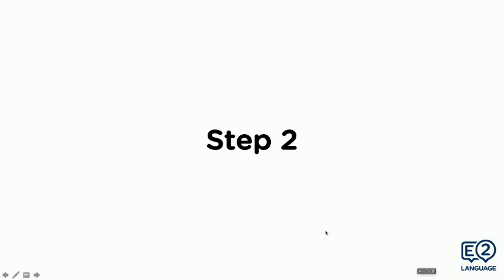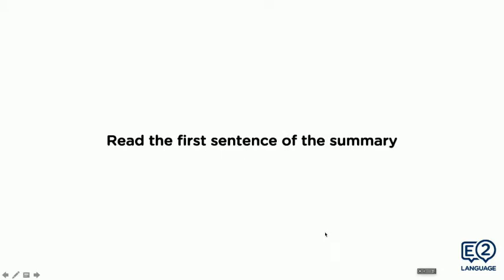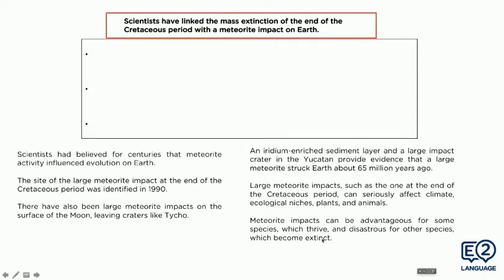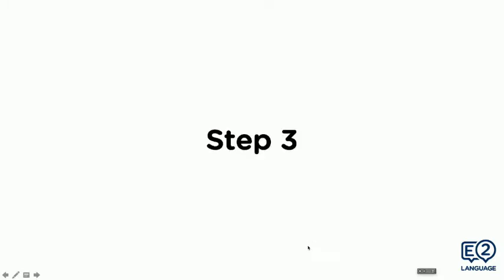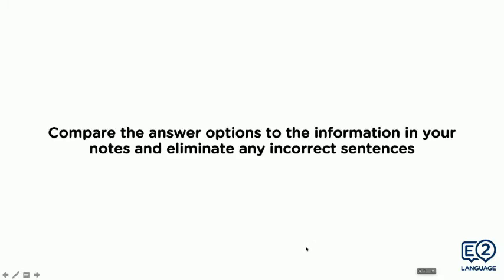Okay, so I've got my notes. What's step 2? Now I need to read the first sentence of that summary, which is here, which we read before. And it's critical that I understand that because this is the first sentence of the paragraph. It's going to guide my choices for the following sentences. So what's the main idea of the sentence? That the impacts of meteorites on Earth caused mass extinction. Okay, that's the main idea of that sentence. Step 3. Compare the answer options to the information in your notes and eliminate any incorrect sentences.